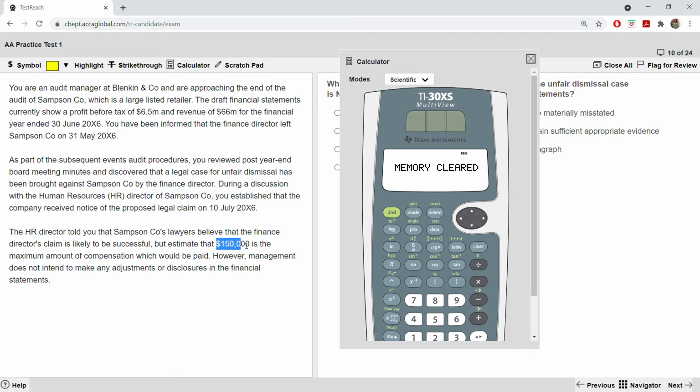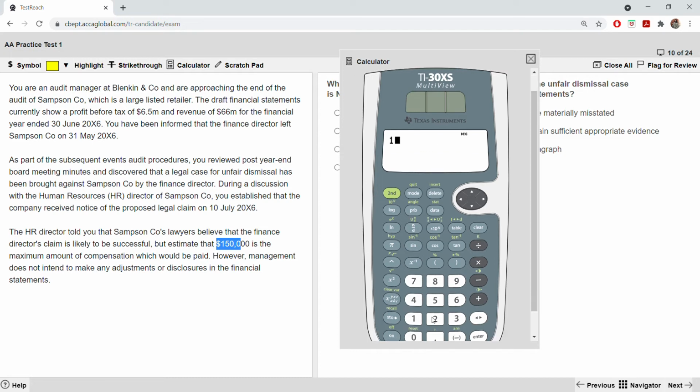And this is not material to the financial statements. Why is it not material? Just find out the percentage. 150,000 divided by the profit before tax. If you see, the profit before tax is 6.5 million, so divided by 6.5 million. Taking it in terms of percentage, 0.023 means 2.3%. Only 2.3%.